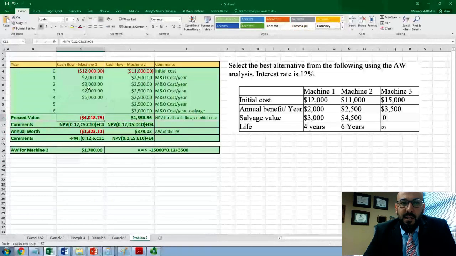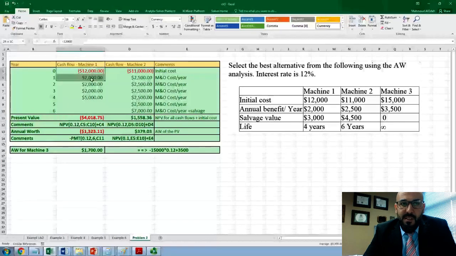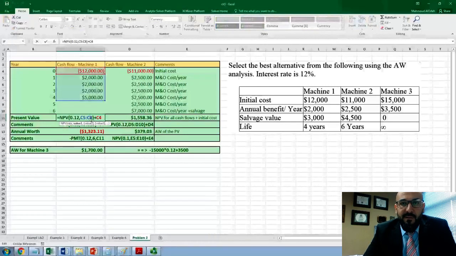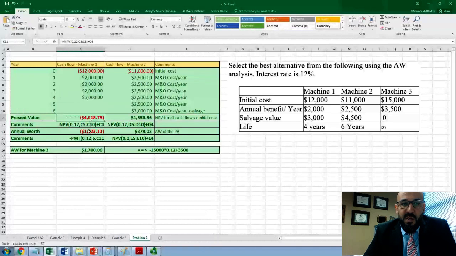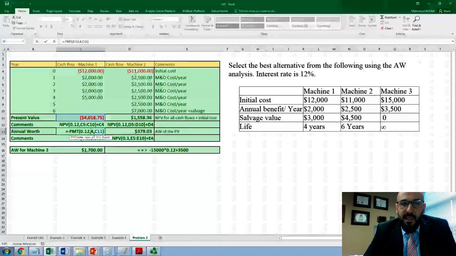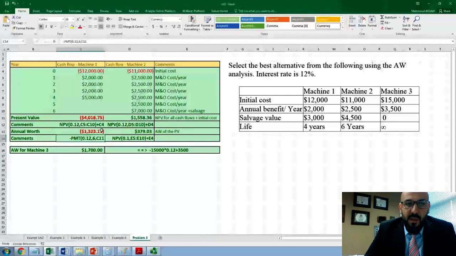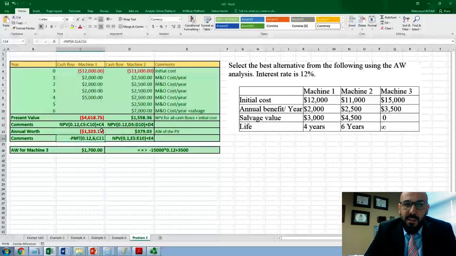So we found the equivalent for these transactions in a present format, and now we have to change this format from present into annual worth using the PMT function. PMT function 12%, and this project will run for 4 years, and we need to find the equivalent of this present value of $4,018.75, and that would give you the annual worth, which is $1,323.